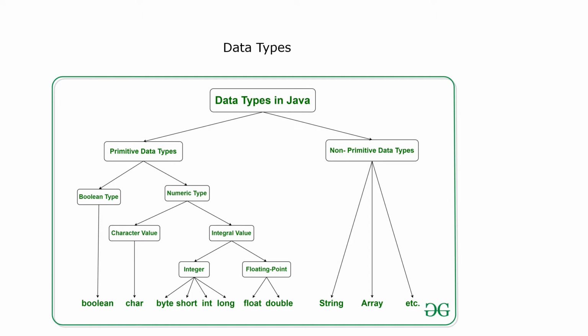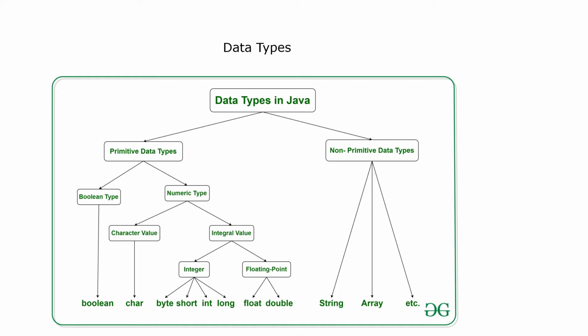In primitive data type, you have two types again: Boolean and numeric. Boolean has the values true and false. Numeric is again divided into two, character value and integral value. The character data type is char, and integral is again divided into two, integer and floating point. Integer has the data types byte, short, int and long, and floating point has float and double.